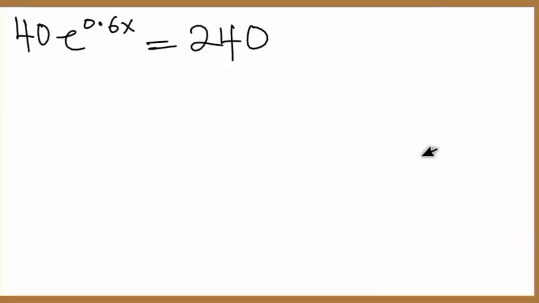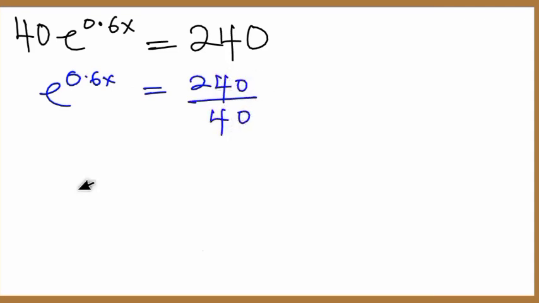So in this question, we start by dividing both sides of the equation by 40. So dividing both sides by 40, I will have my e to the power 0.6x equals my 240 divided by 40. So I'll have e to the power 0.6x equals, this one gives me 6.